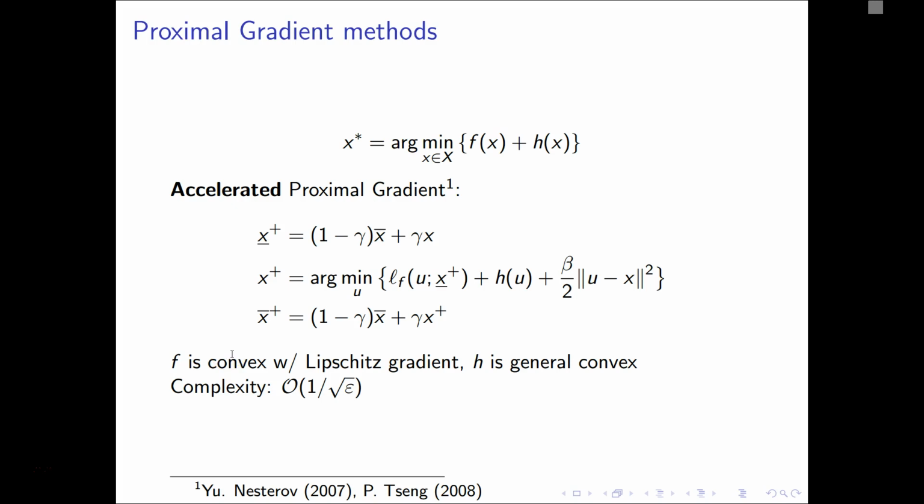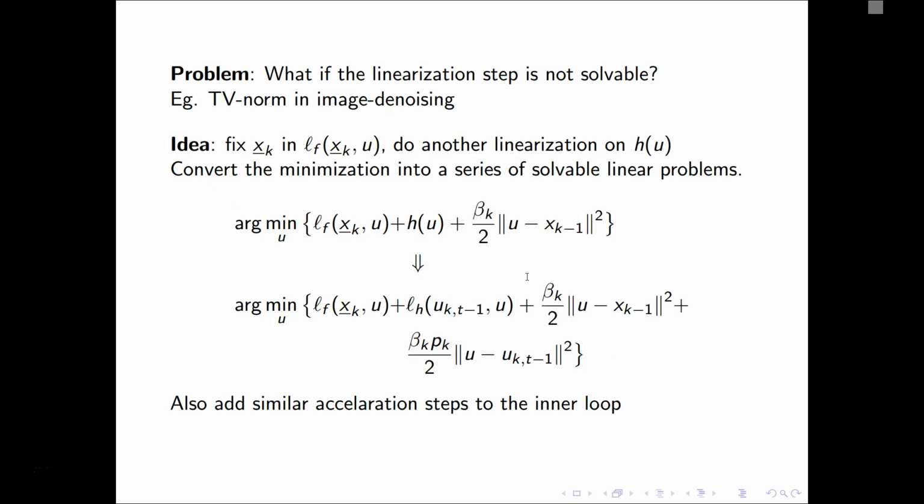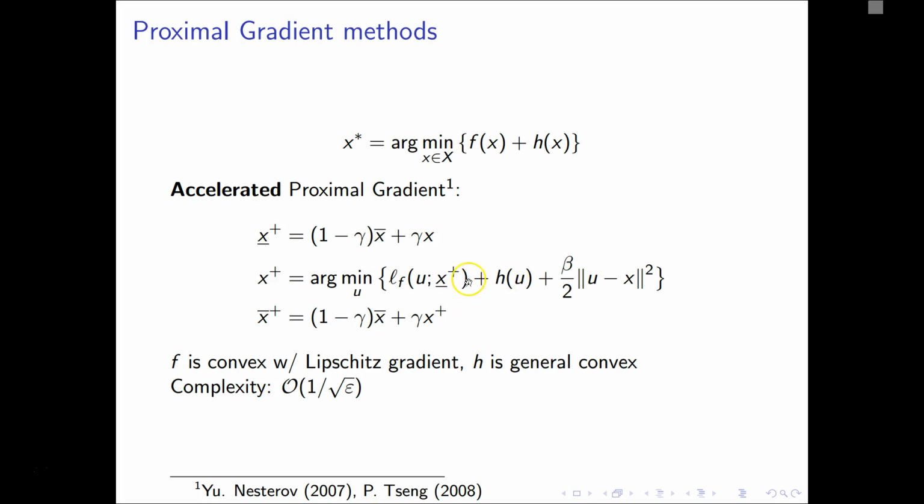So this is good. However, this also requires that you know how to solve this function in one step, for example when h is a least squares or an L1 norm. The problem is, what if the linearization step is not explicitly solvable and you don't have a closed form solution? For example, TV norm in image denoising. Arguably TV norm has some special structure and you can still solve it easily, but there are a lot of regularizers out there where you cannot find this good structure or a closed form solution to this problem.